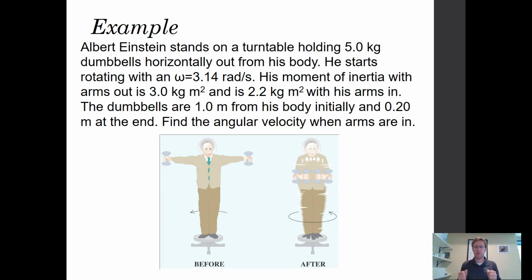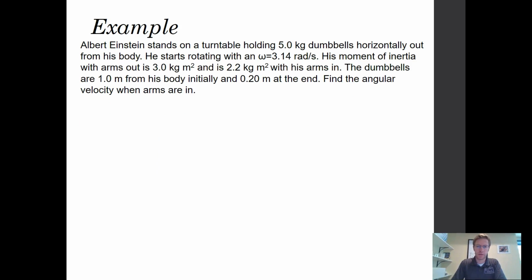And when they're in, assume that they're about 0.2 meters away from that central axis. With that information, tell me how fast he's moving at the end. So hopefully you pause the video to figure this one out. I'm going to go ahead and walk you through it.